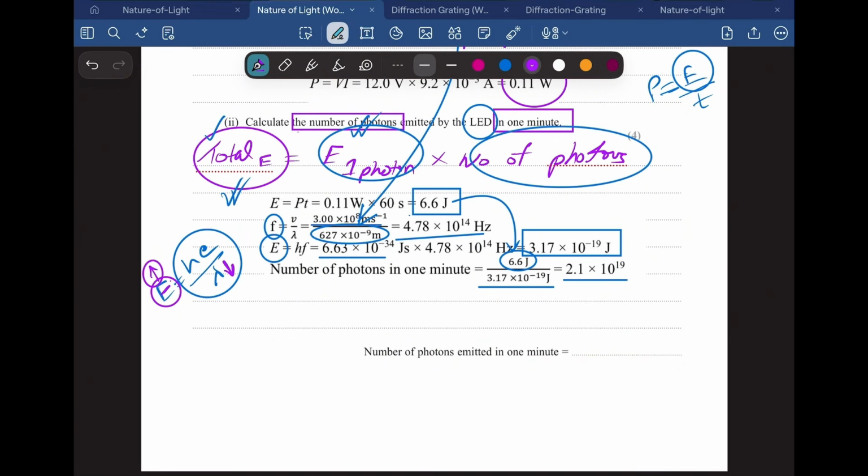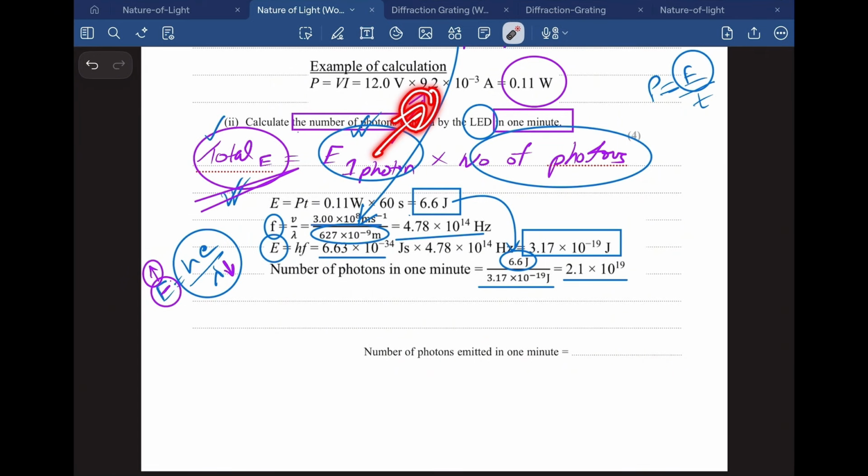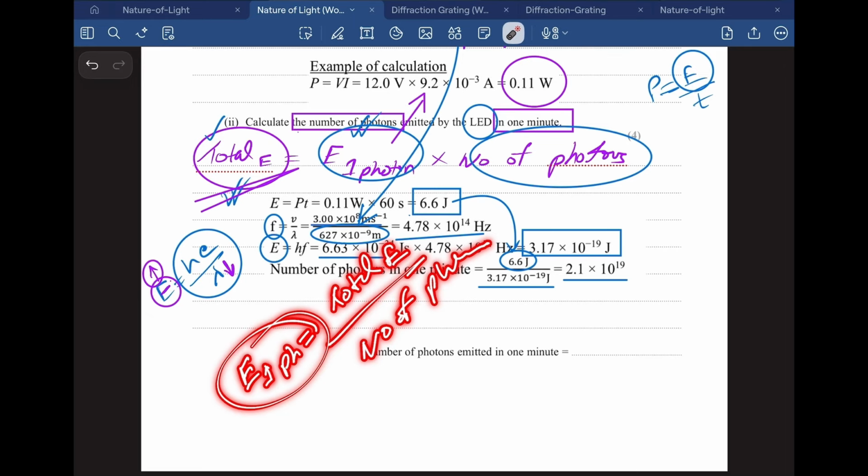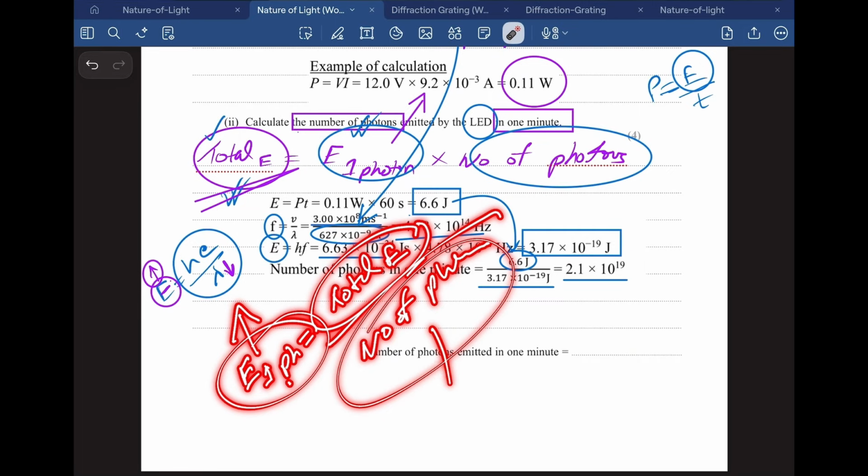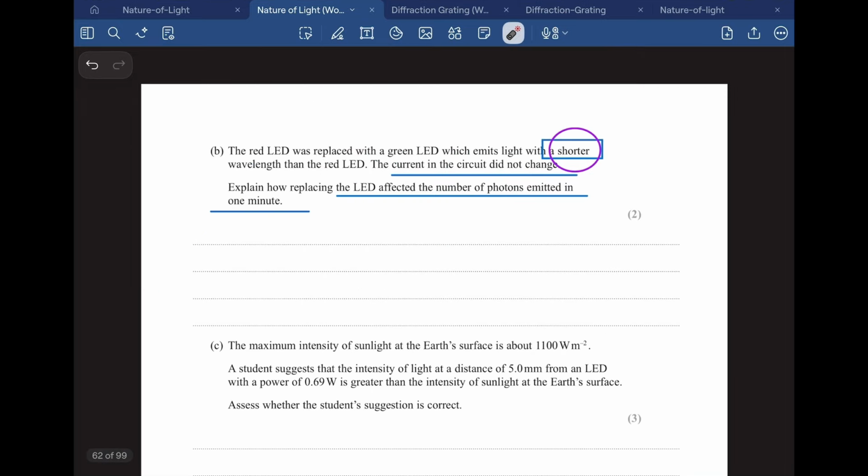Now if each photon has greater energy, the total energy is constant, right? If the total energy is constant and each photon now has more energy, I know one thing: the energy of one photon is equal to the total energy divided by the number of photons. So if the energy of one photon increases and the total energy remains the same, the number of photons will definitely decrease, right? So that is going to be our answer.